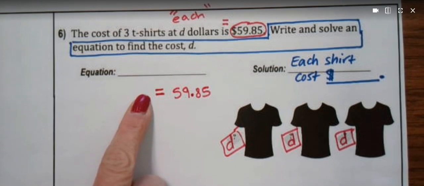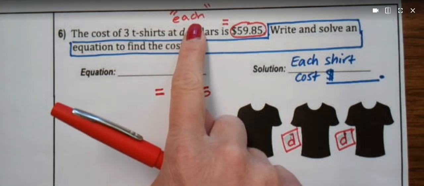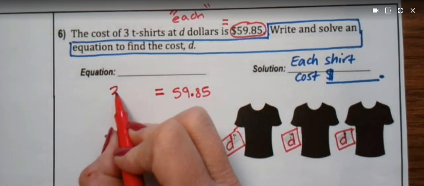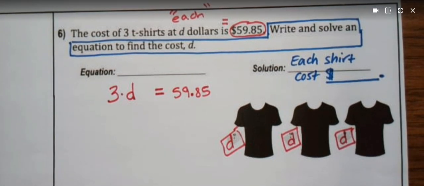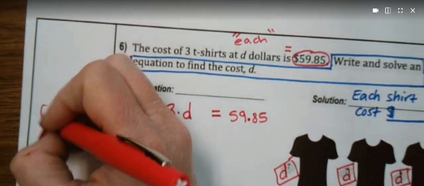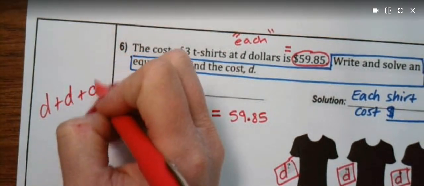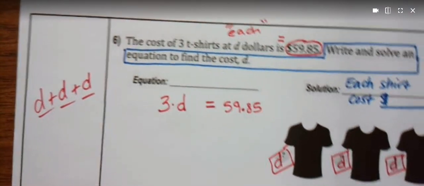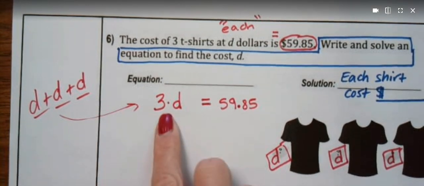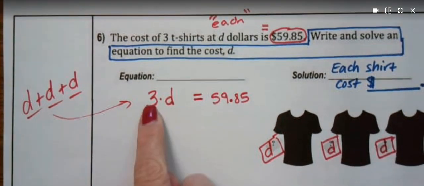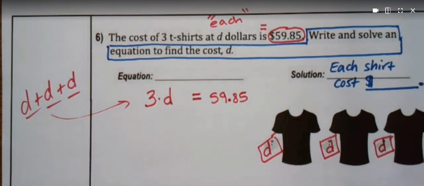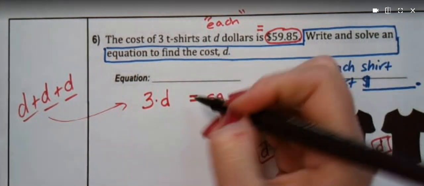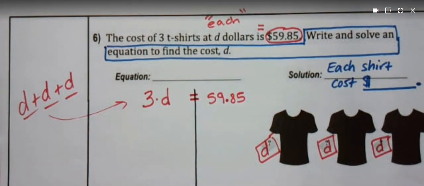Multiplication. Yeah, each means multiplication. So I could take 3 t-shirts times D dollars each, right? Well, think about it. D plus D plus D. What would that be? 3D, right? So 3 times however much they each cost, because I'm buying 3 t-shirts, equals our total. All right, let's solve this. So it makes sense for a multiplication equation.